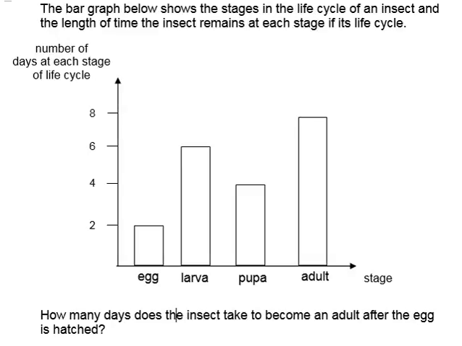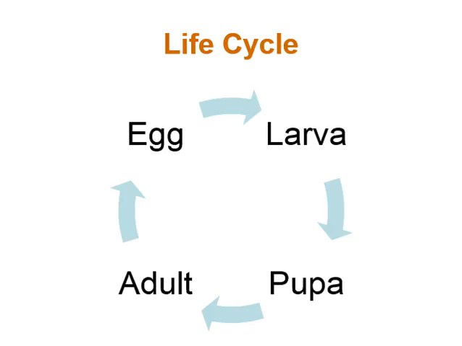The bar graph below shows the stages in the life cycle of an insect and the length of time the insect remains at each stage of its life cycle. There is a typo error there. Alright, so you see a graph here. This is all the stages. And so you have an egg, larva, pupa, and adult, which are the four stages of the life cycle of some insects.